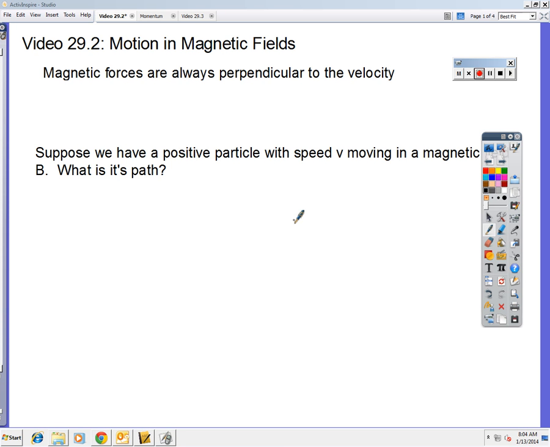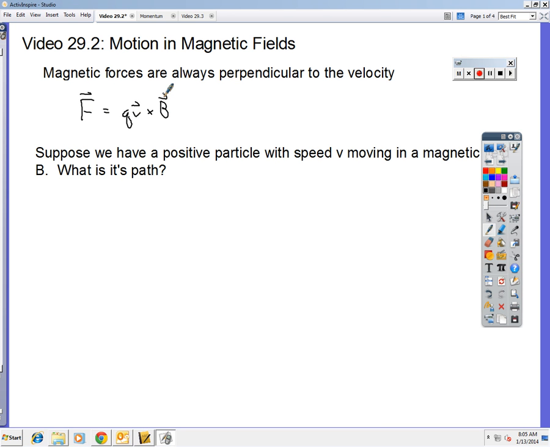This is video 29.2. We'll be looking at how charged particles move in magnetic fields. In the last video, we learned how to calculate the magnetic force on a particle. The equation is F equals QV cross B. Now, some things to notice about it.